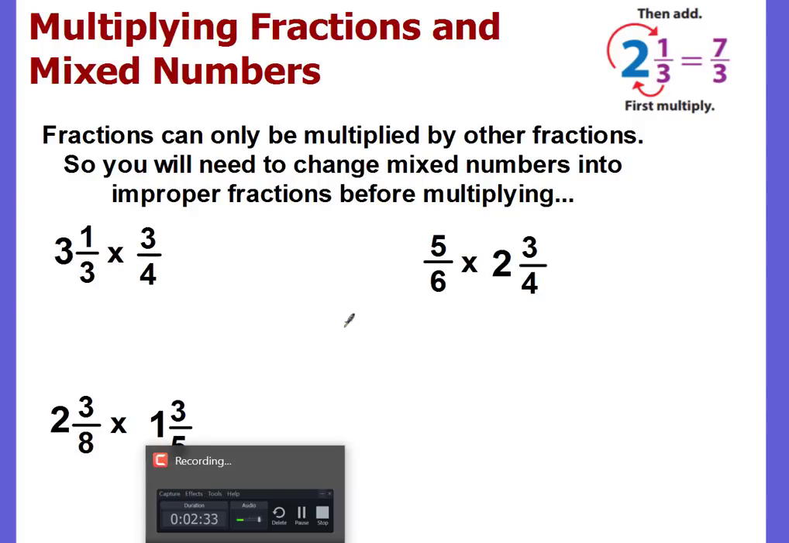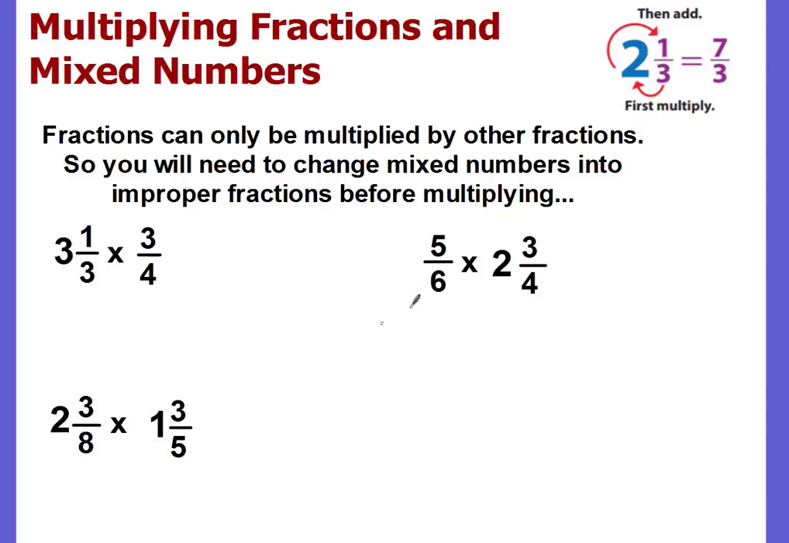Okay, what about when we're multiplying fractions and mixed numbers? Again, fractions can only be multiplied by other fractions, so we have to change our mixed numbers into improper fractions before multiplying. And remember the trick, the X goes backwards. 3 times 2 is 6 plus 1, it's a plus sign, it's going to be 7, and the denominator stays the same. That's what we're going to do here. So we're going to rewrite it. 3 times 3 is 9, plus 1 is 10. So we're going to get 10/3 times 3/4.